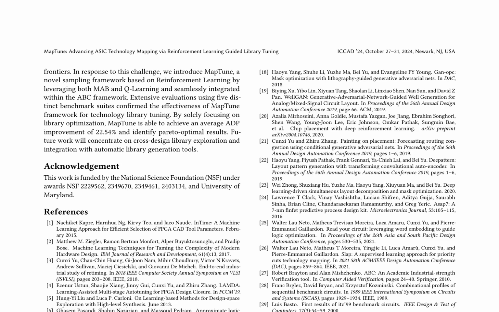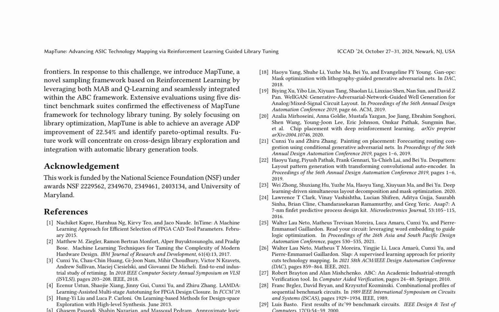MapTune, a novel sampling framework, harnesses reinforcement learning techniques, specifically multi-armed bandit, MAB, and Q-learning to optimize technology library tuning within the ABC framework. This approach focuses exclusively on library optimization, resulting in an average area delay product (ADP) improvement of 22.54% and the identification of Pareto-Optimal results. The efficacy of MapTune is validated through extensive evaluations using 5 distinct benchmark suites.